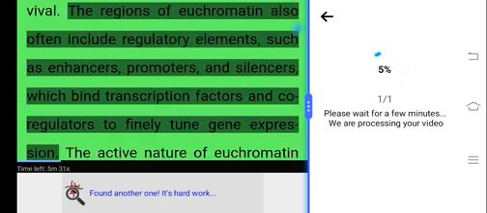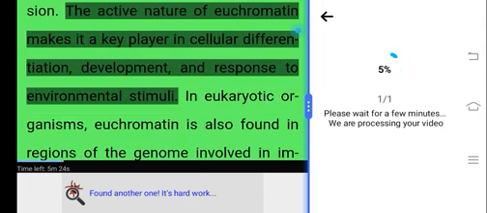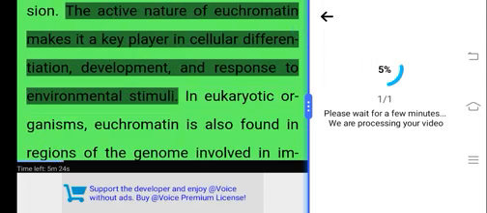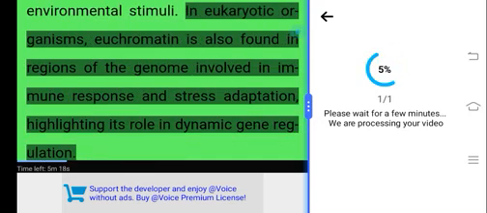The regions of euchromatin also often include regulatory elements, such as enhancers, promoters, and silencers, which bind transcription factors and co-regulators to finely tune gene expression. The active nature of euchromatin makes it a key player in cellular differentiation, development, and response to environmental stimuli. In eukaryotic organisms, euchromatin is also found in regions of the genome involved in immune response and stress adaptation, highlighting its role in dynamic gene regulation.